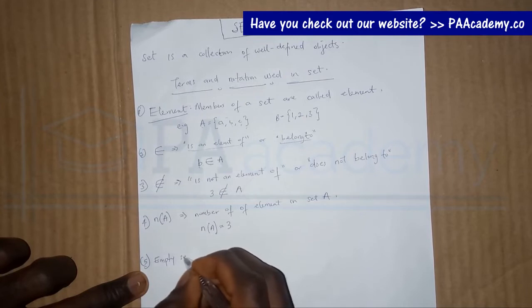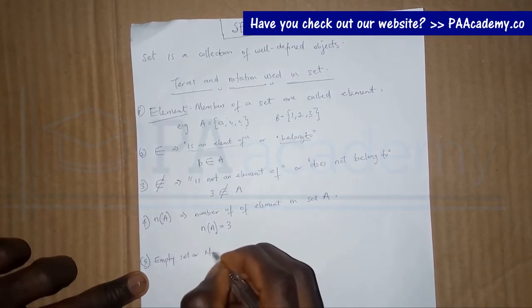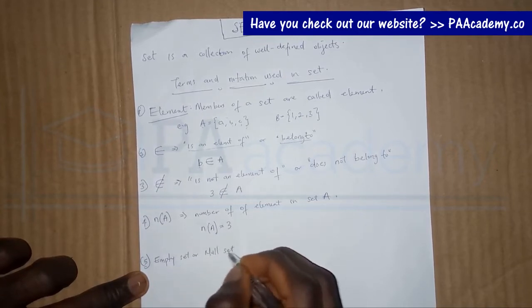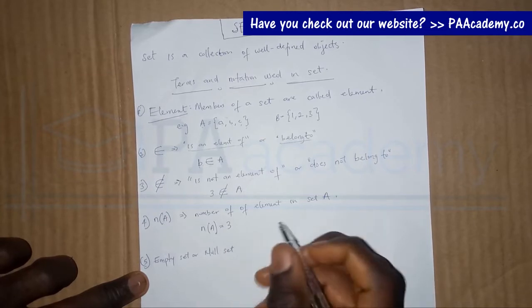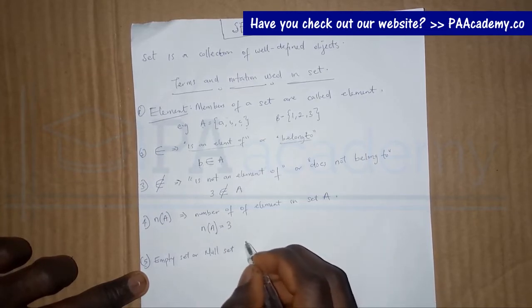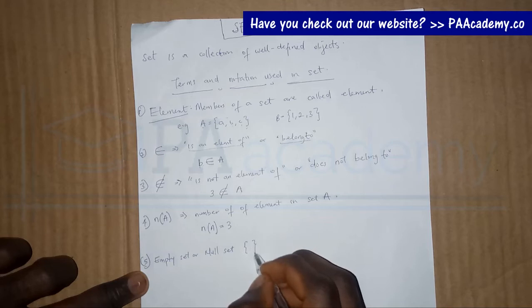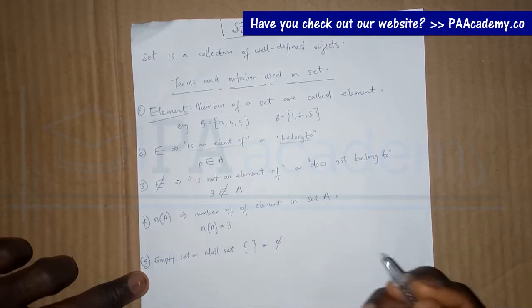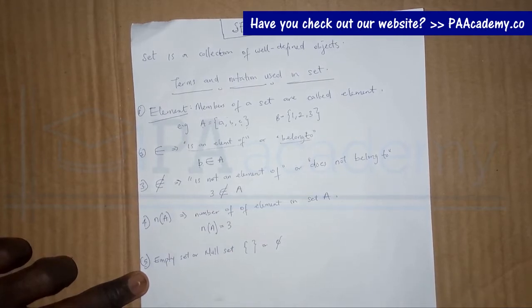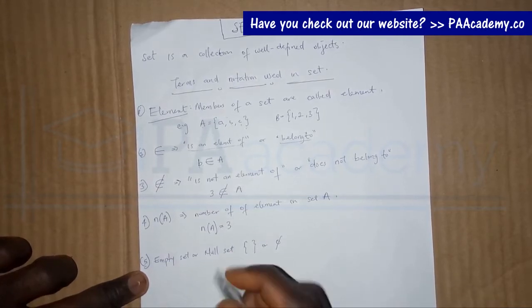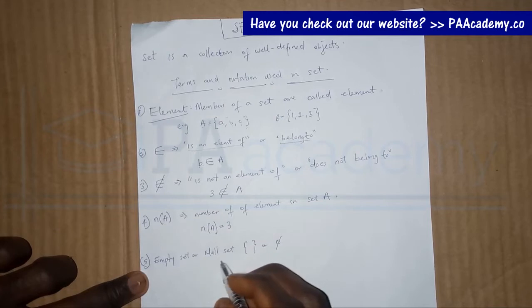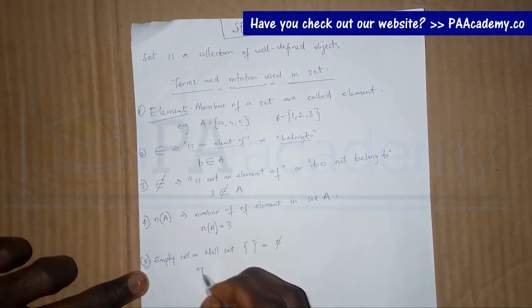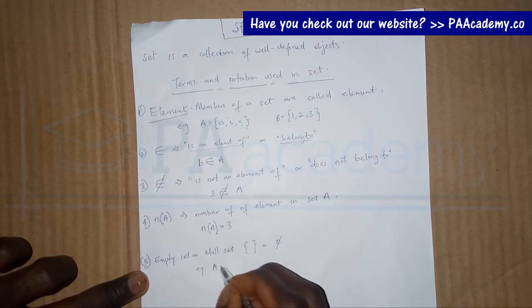So we call it an empty set or null set. The notation for that is just a pair of braces like this. It should be empty, exactly. So this is how it will look. It's an empty set. So if we have, for example, A equals to.